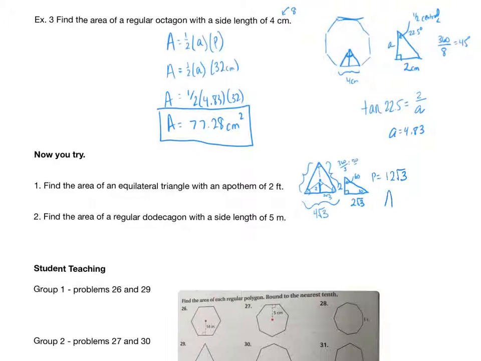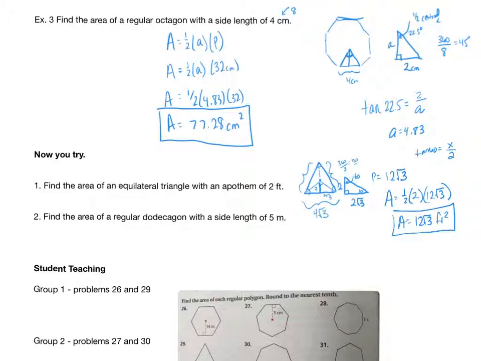So this is what I have. Area equals 1/2 times my apothem, which was given, that was 2, and what I calculated was 12 radical 3 using special right triangles. And if you don't remember special right triangles, I could have just done tangent of 60 is equal to opposite, which was my x, over 2. And I could solve that way, I'd get the same answer. So anyway, half of 2 is 1, so A is going to be equal to 12 radical 3 times 1, which is 12 radical 3 feet squared.